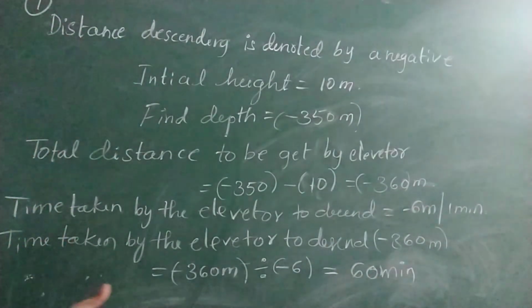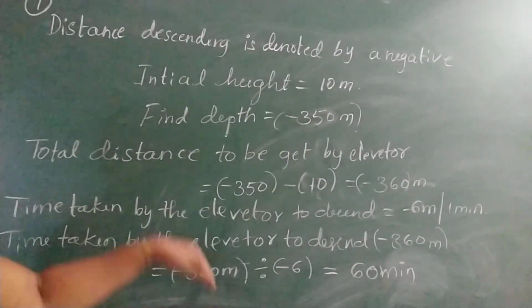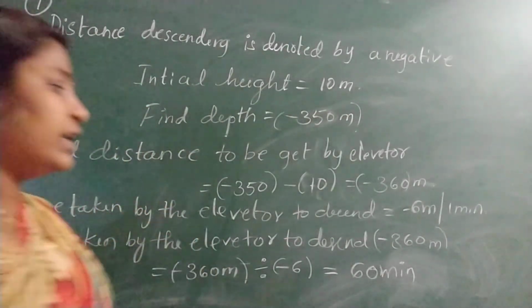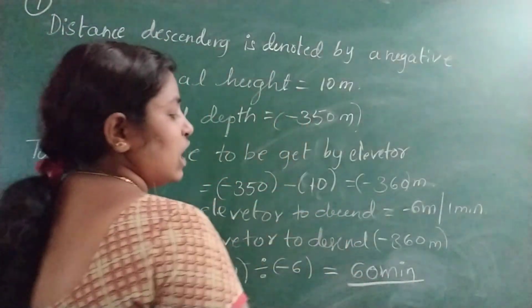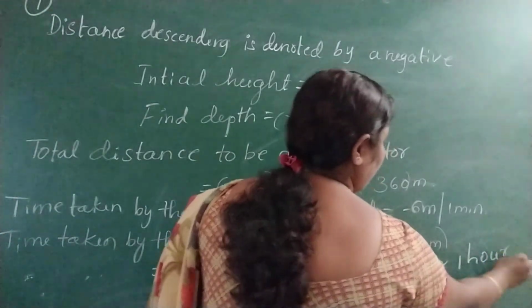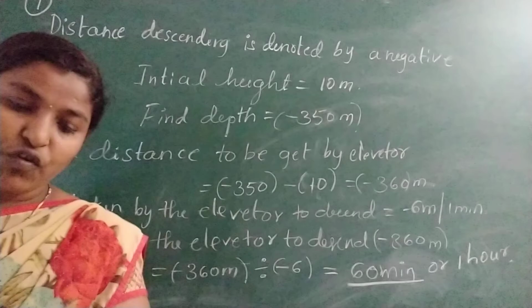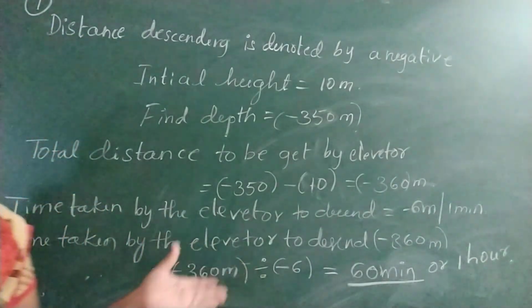So to descend from up to down to minus 360 meter, how much time will it take? 60 minutes or 1 hour. Okay, this is the answer, and this exercise 1.4 has been completed by this.